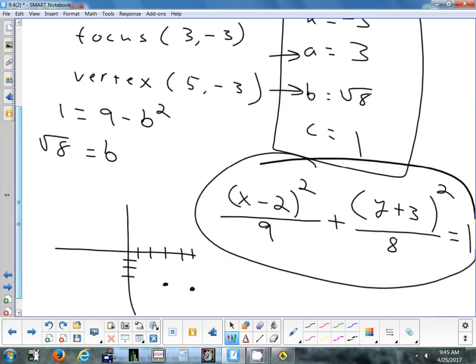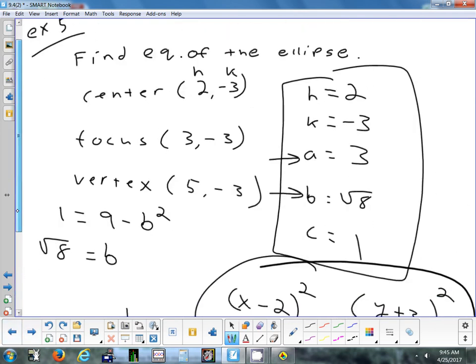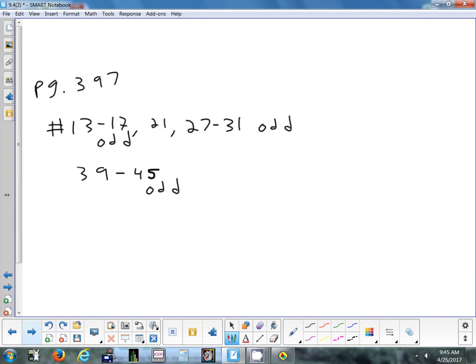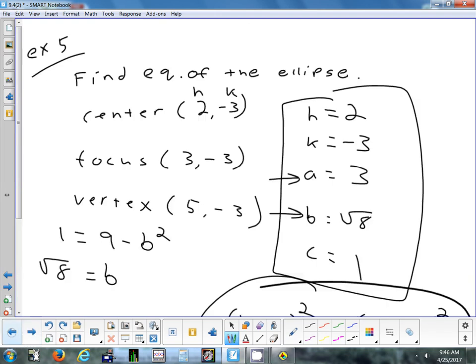All right. Does anybody want to try one more like that I give you on your own? Let me pick one from homework. So let's try probably 39 to 45. Those are going to be the hardest ones. All right, let's try 45.